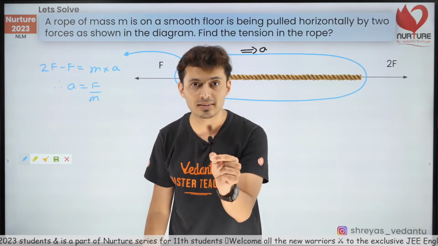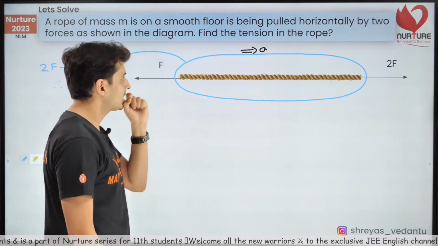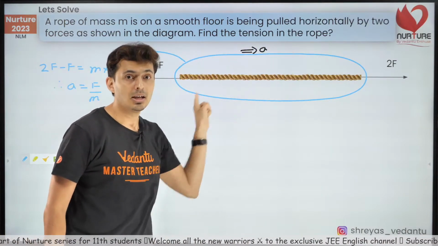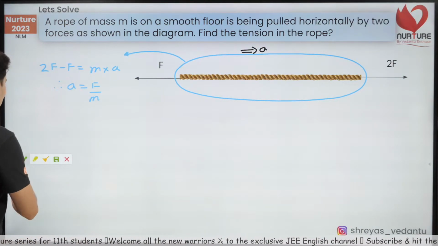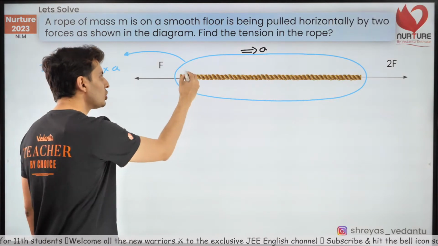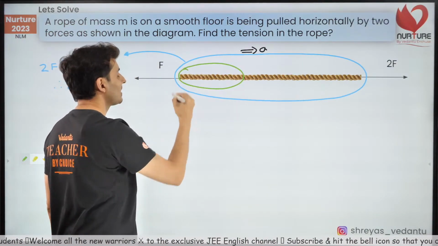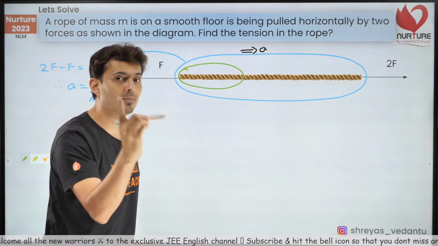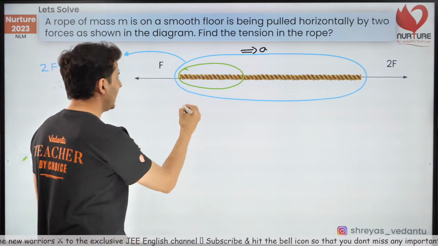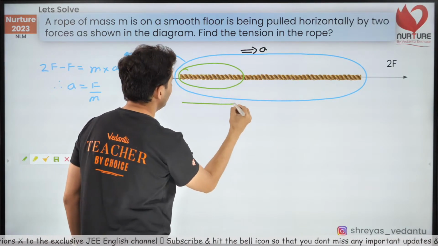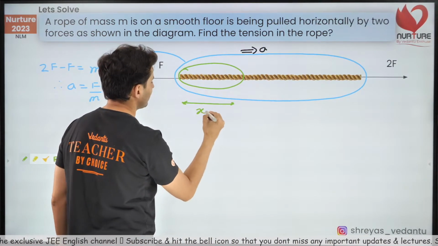Now, what do we do next? Once I got acceleration, the question is to find the tension, guys. Tension will change. Believe me, tension will change. Choose a small system. That's why I told you, choice of system is very important. And let's just say this much is x.